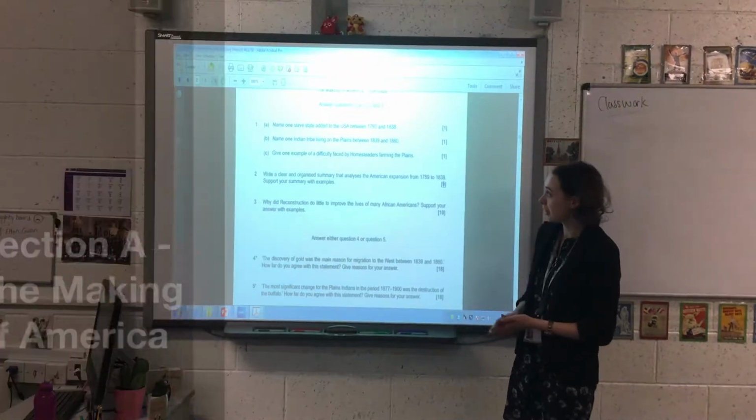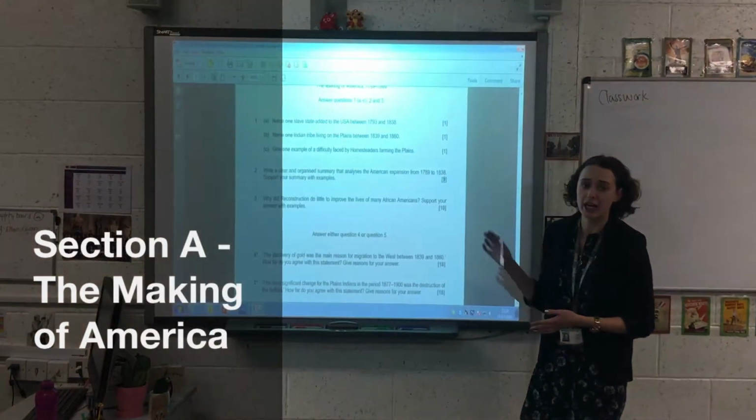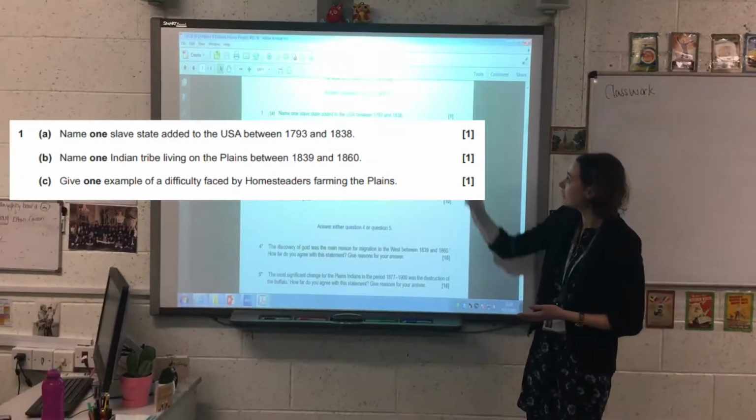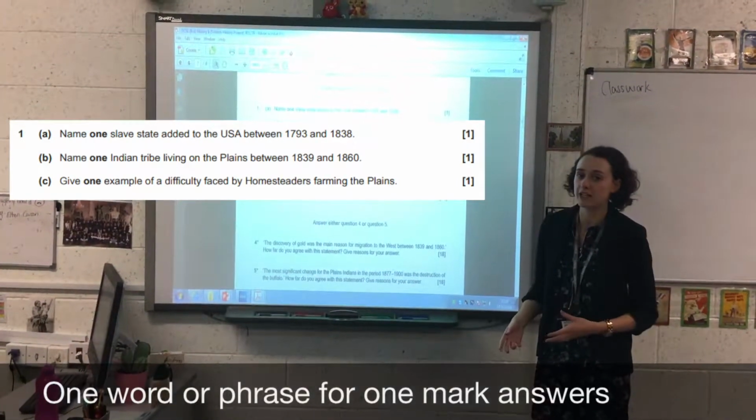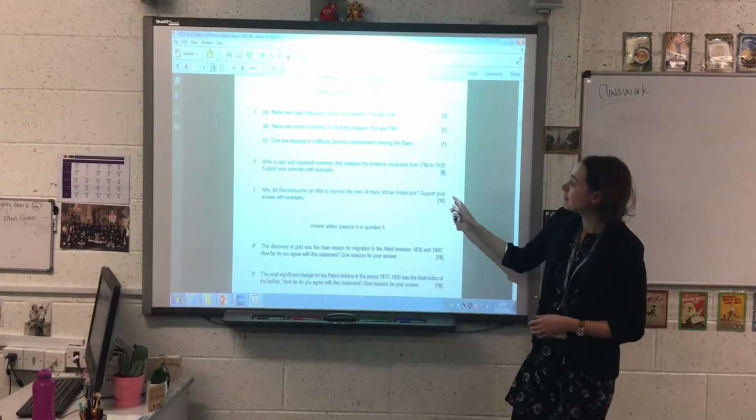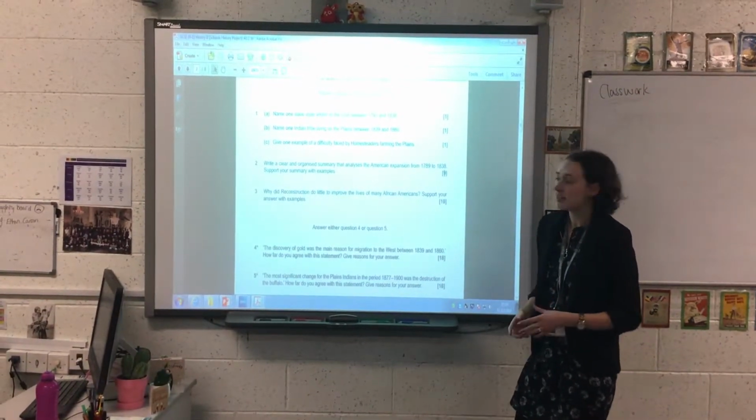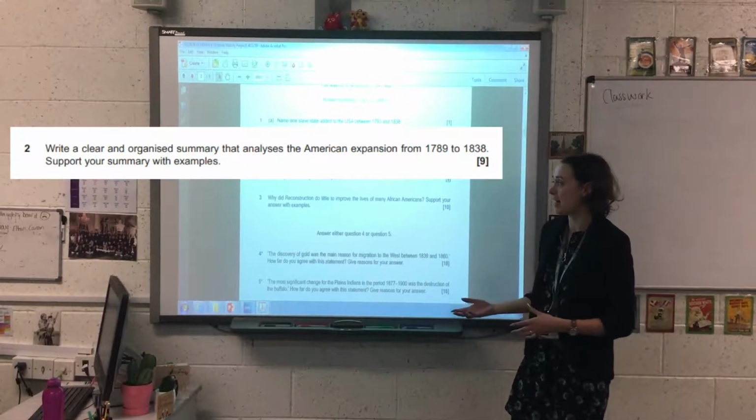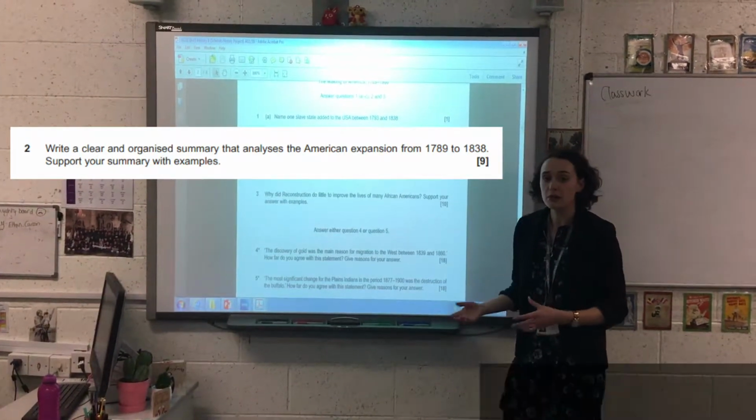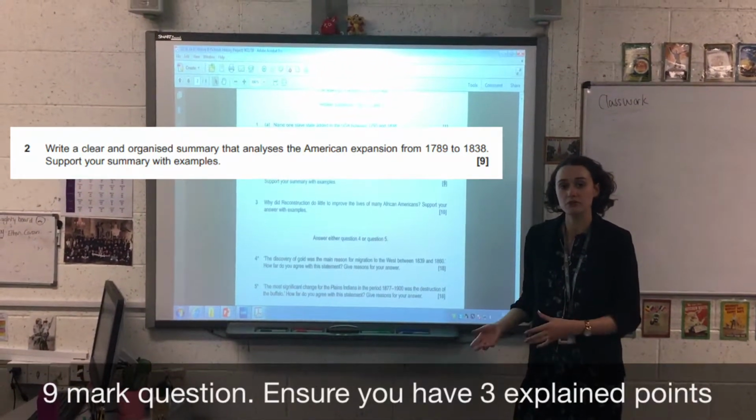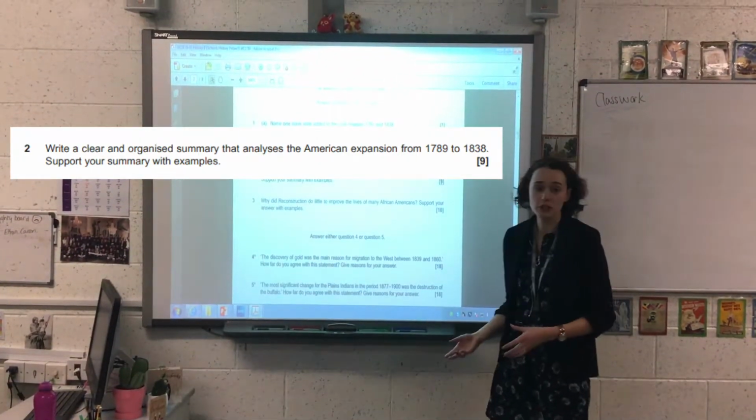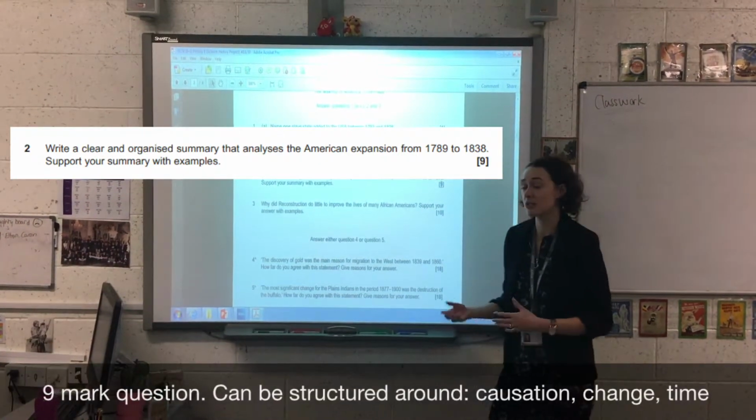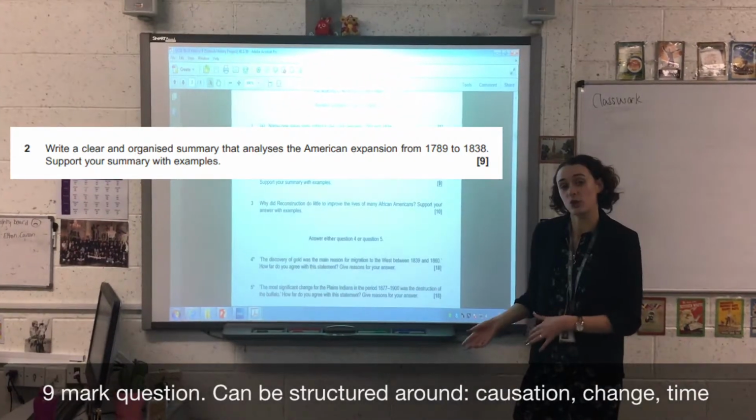Now, the Making of America is the same structure as the People's Health. So you'll get your 3 1-mark questions at the top, and you only need to do 1 word or 1 phrase for those questions. The 9-mark question will always be write a clear and organised summary that analyses, and then it's up to you how you structure this, as long as you have got 3 explained points. So you could structure it around causation, around change, around time, but that is your decision.